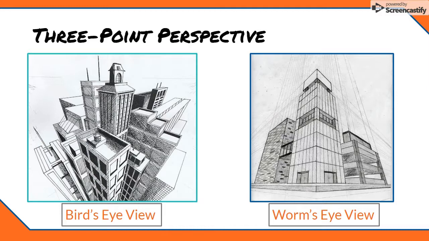The three-point perspective comes in two different styles: the bird's eye view, which shows an object from above, the way a bird would see it, and the worm's eye view, which shows the object from below, the way a worm on the ground might see it. Now that you know a thing or two about perspective drawings, give it a try. Practice doing some 1, 2, and 3-point perspective sketches of your own. Good luck!